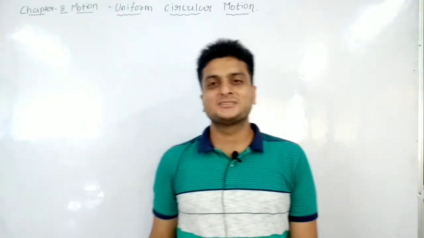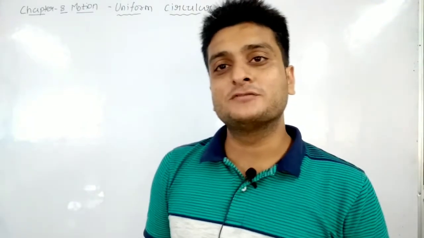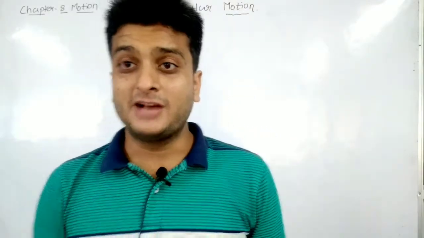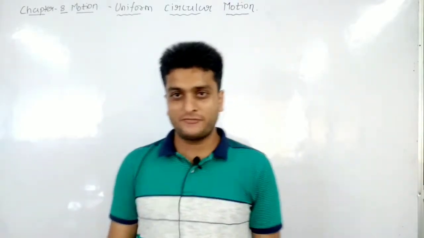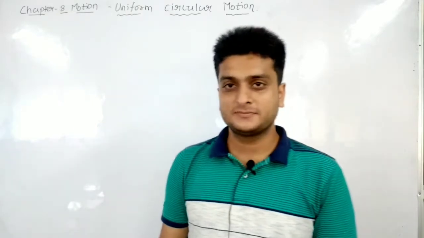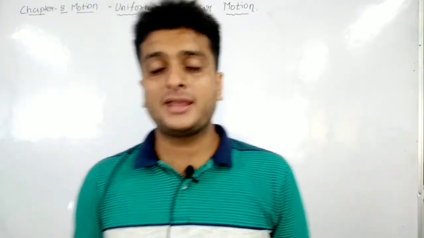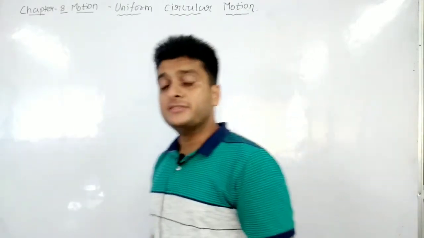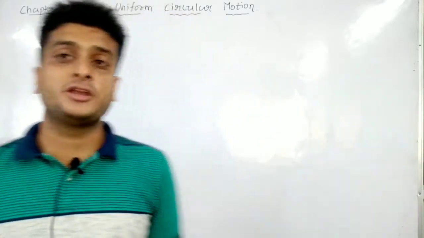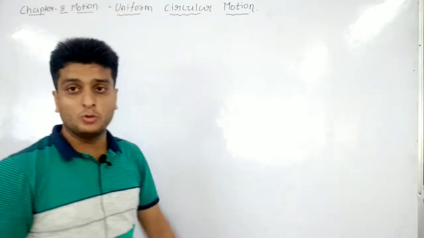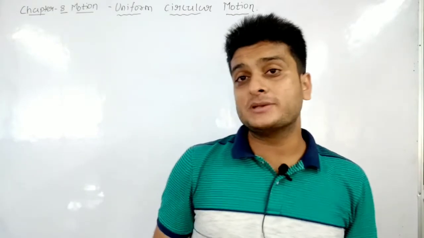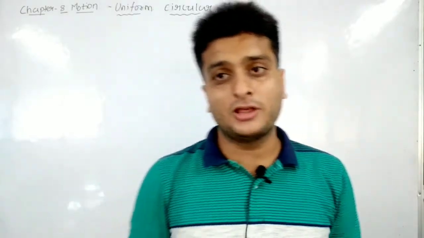Hello students. So in the last part of the chapter motion, we have learnt about the formulas of uniformly accelerated motion and we have also solved the numerical based on that. In this unit, we will be learning about the uniform circular motion. So can you give me some example of uniform circular motion?